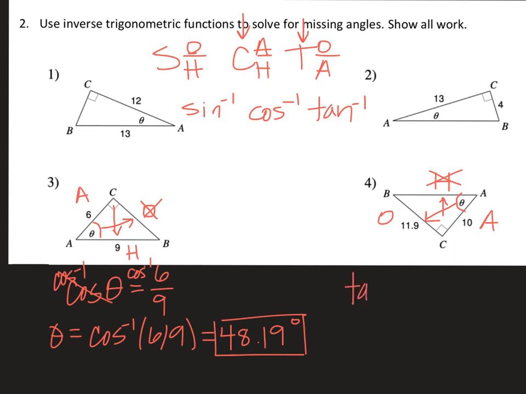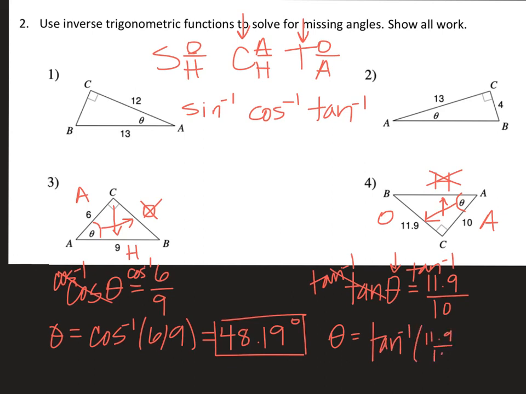So the setup, I've got the tangent of the angle is equal to, and order matters, so I have opposite on top and adjacent on the bottom. So I'm looking to solve for the angle measure, that's theta right there. So I need to get rid of this tangent, and the opposite of tangent is inverse tangent. I'll do that for both sides. I'll get theta is equal to the inverse tangent of 11.9 over 10.